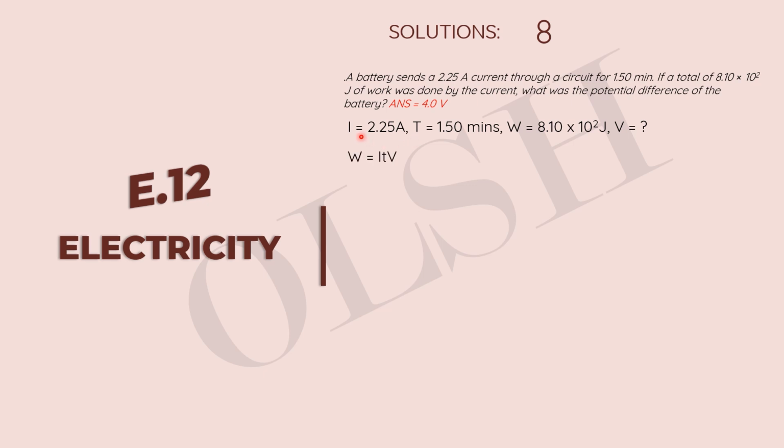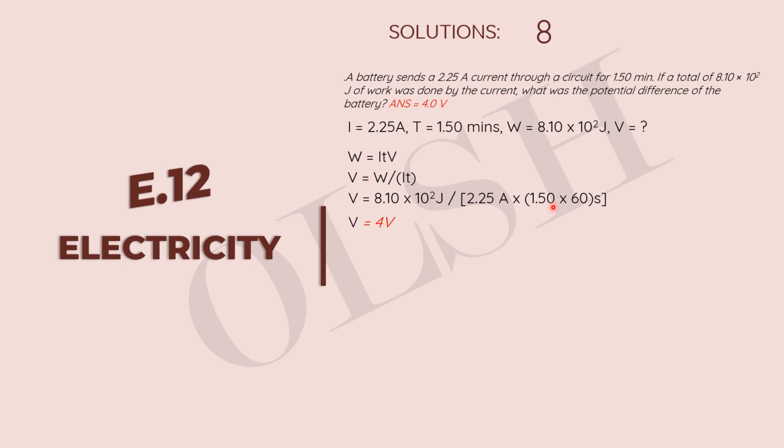So we have work to be QV, and Q is IT. I'm sure we remember that. So if we make V the subject of the formula, we have W all over IT. If we put in the values of our parameters here, everything will resolve to 4 volts once we solve this with the calculator. So we have IT to be 2.25 times 1.5 times 60. 1.5 is multiplied by 60 to give us our answer in seconds instead of minutes.